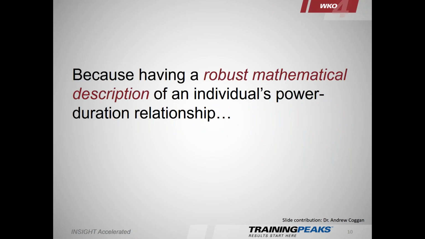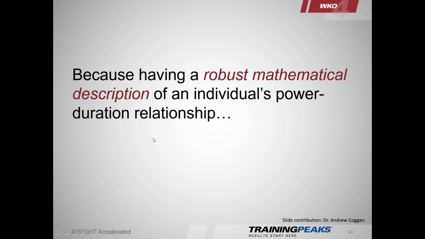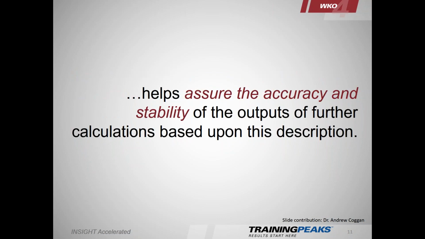So why did we build it? Well, because having a robust mathematical description of an individual's power duration relationship helps assure the accuracy and stability of the outputs of further calculations based upon this description. It's almost like I should have highlighted further calculations. So the reality is having this robust mathematical relationship really assures the accuracy and the stability of the output data. To do what we wanted to do, and I'm going to get into output data a little bit here, we needed it to be accurate. We needed it to work.